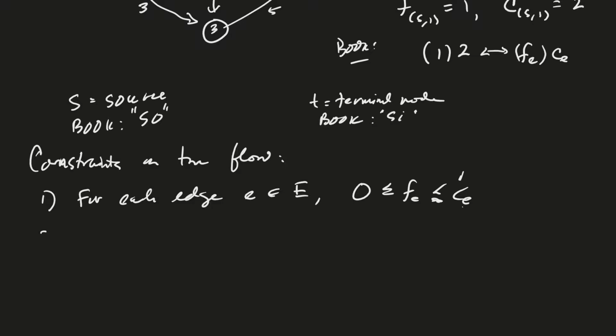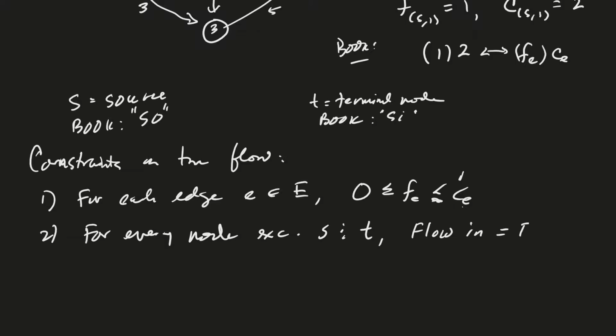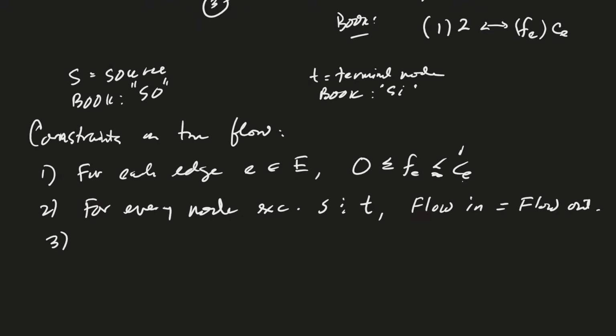Number two, for every node except the source and the terminal, flow in must equal flow out. Flow in equals flow out. So that's conservation of flow. We don't want any of these nodes like drinking water or putting water out. And then finally, we could say that the flow out of the source, flow out of S, equals flow into T.